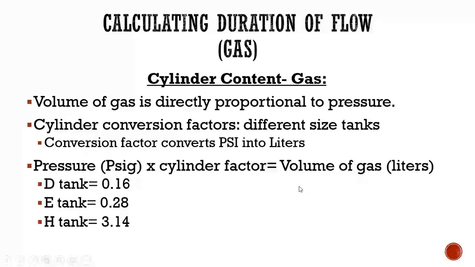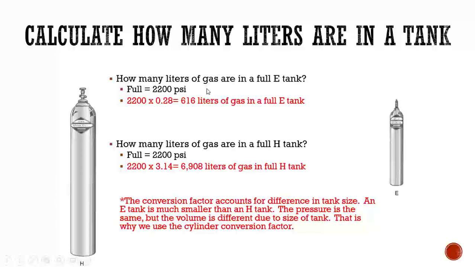Okay, and this is one of those things where if you do a couple practice problems, it gets a little easier to see what I'm saying. So, for example, how many liters of gas are in a full E tank? It's full, so you know that's 2200 psi. You take that 2200 psi and multiply it by the 0.28, which is the conversion factor for an E tank, and that's going to give you 616 liters of gas in a full E tank.